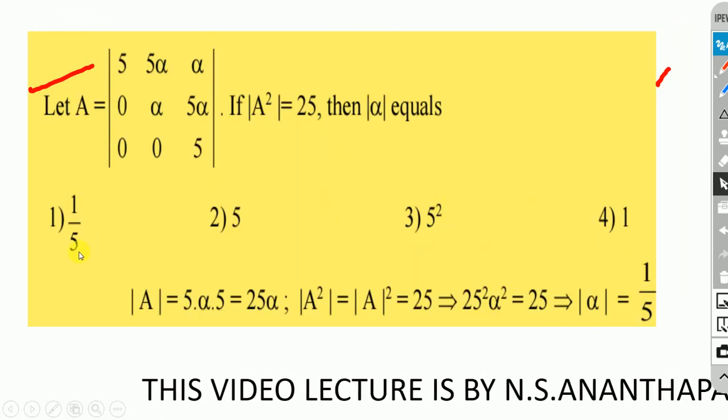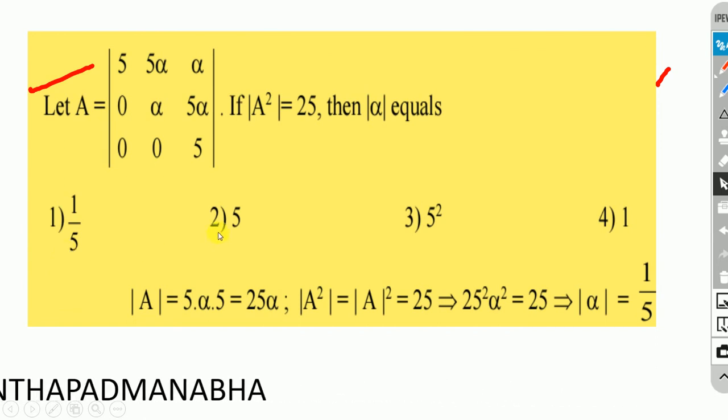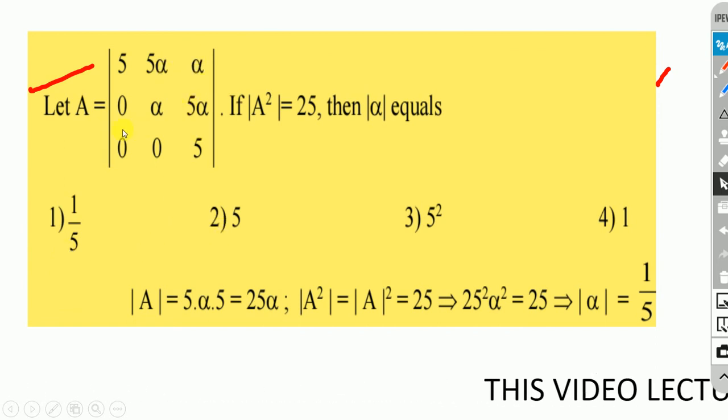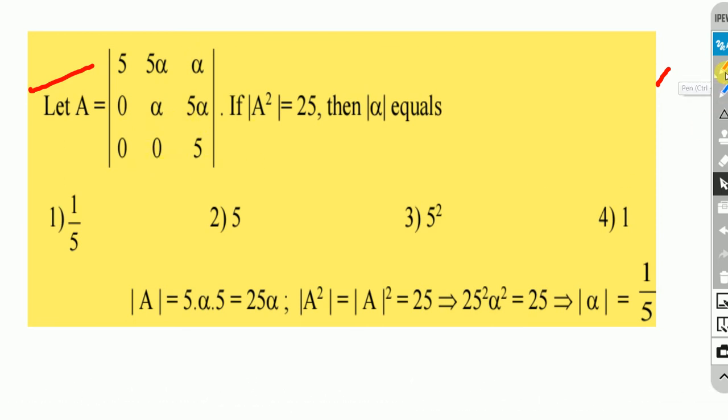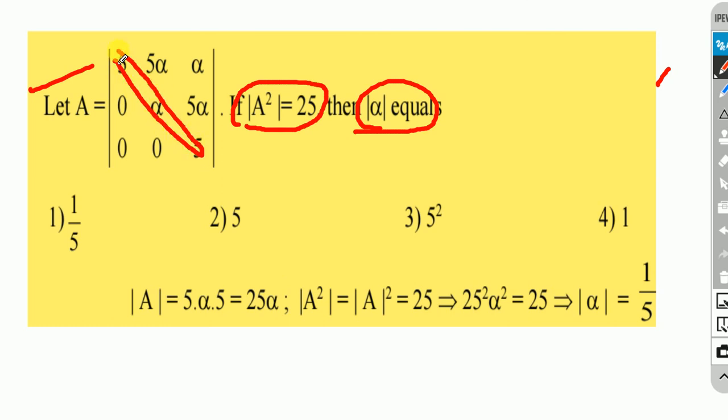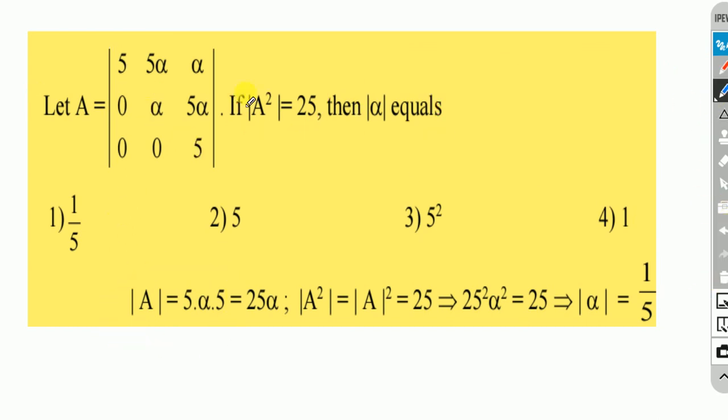Now let A be the matrix 5 alpha alpha, 0 alpha 5 alpha, 0 0 5. If determinant of A square is equal to 25, then modulus of alpha is equal to what? See, this is a triangular matrix, you can observe. This is a triangular determinant. Therefore determinant of A is equal to the product of the elements in the principal diagonal. So it is easy to find the value of this determinant. That is, determinant of A is equal to 5 into alpha into 5.